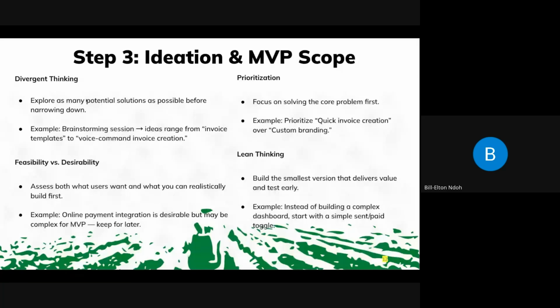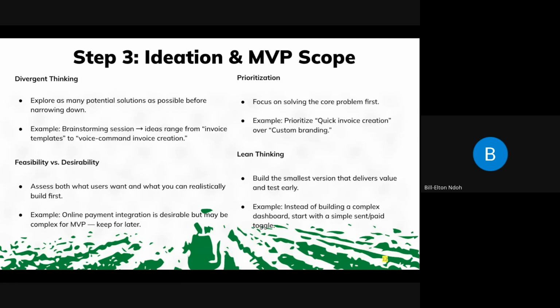Okay. So after we define a problem, we'll now move to ideation. Ideation is where we start brainstorming on the different kinds of solutions that we can use to solve the problem that we already have, the problem statement. And this is when you really define your MVP scope. Because it's at this stage where most people get confused, right?